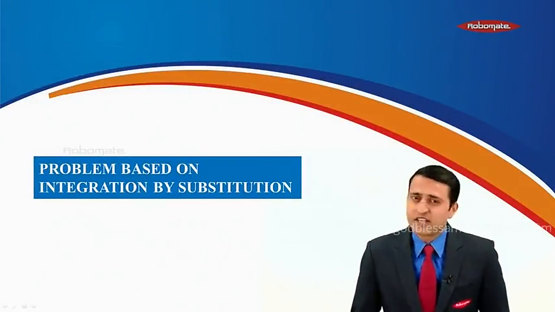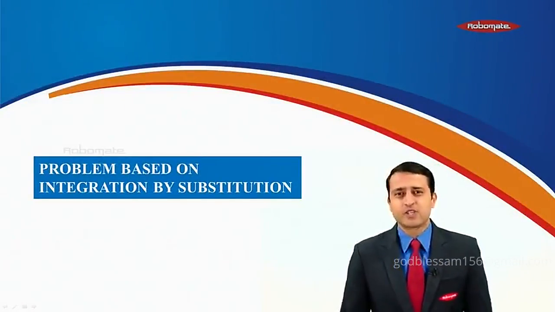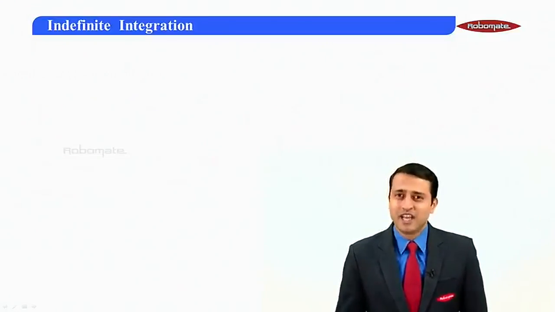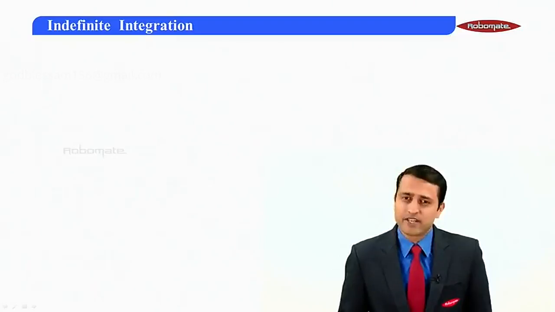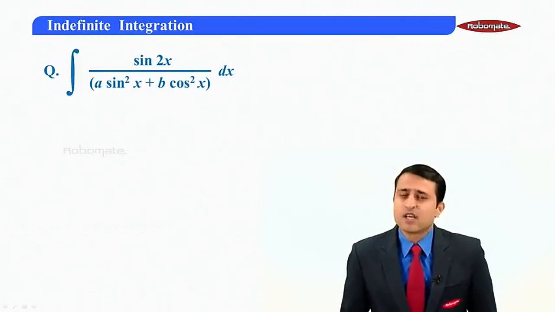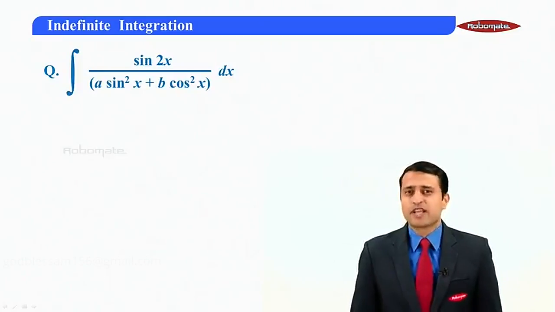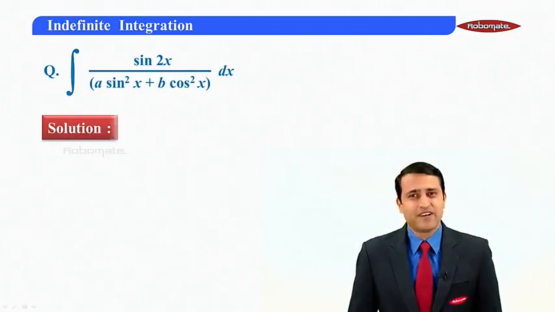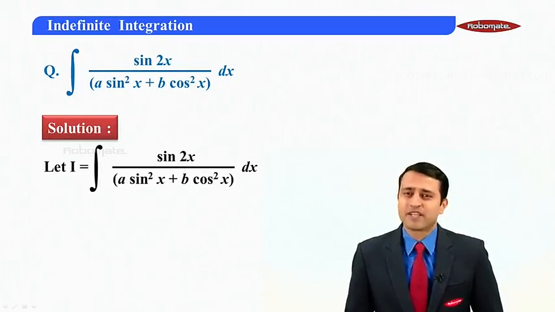Hello students, we are discussing the chapter indefinite integration and the very important type, integration by substitution. Let us see one example, important from entrance point of view also. It says evaluate the integral sin 2x upon a sin²x plus b cos²x with respect to x. The first step, copying the question, naming it as I.